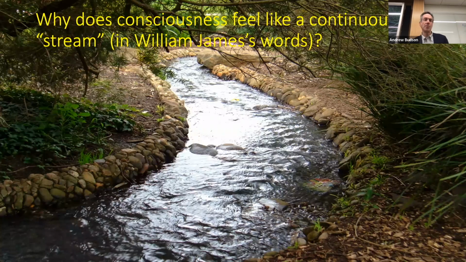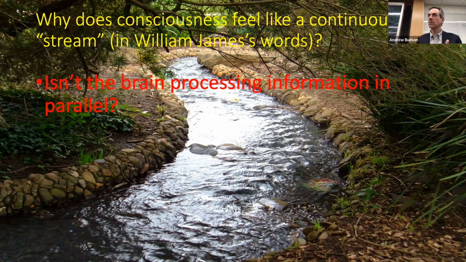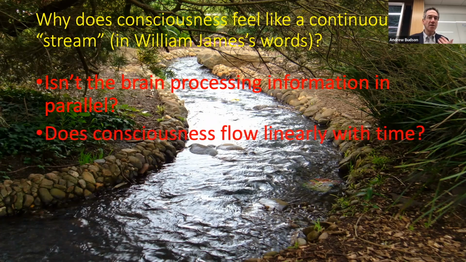William James talks about the way consciousness feels, like a continuous stream, with the present swirling around our feet, the future upstream rushing toward us, and the past downstream rushing away from us. So why does it feel like that? Because we know the brain is actually processing massive amounts of information in parallel. The brain doesn't work in the linear fashion in which it's subjectively experienced. So the question is, does consciousness really flow linearly with time?